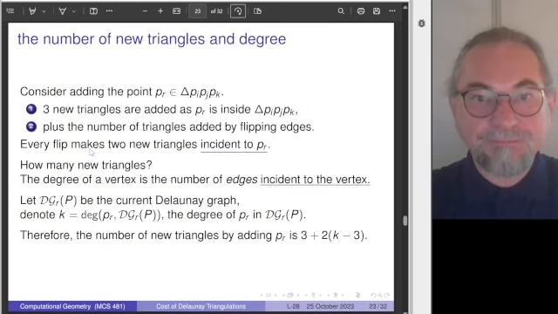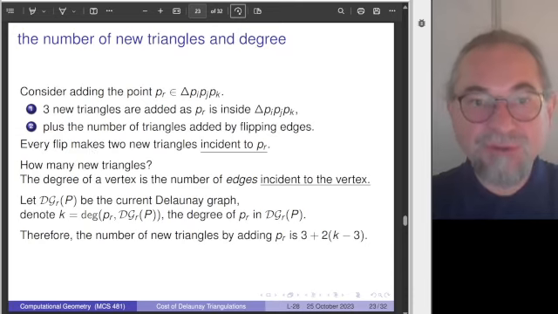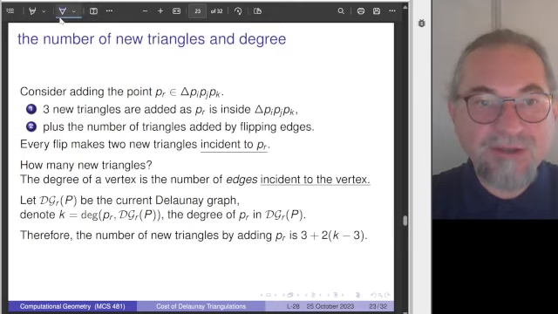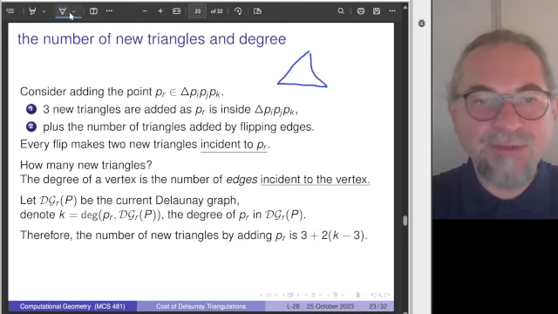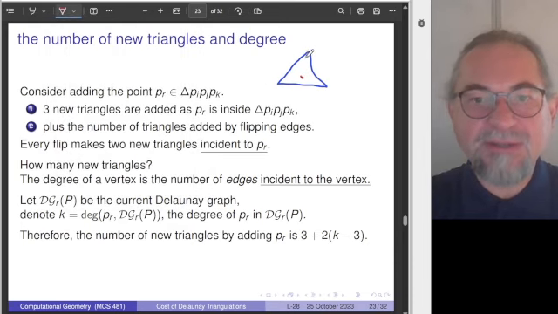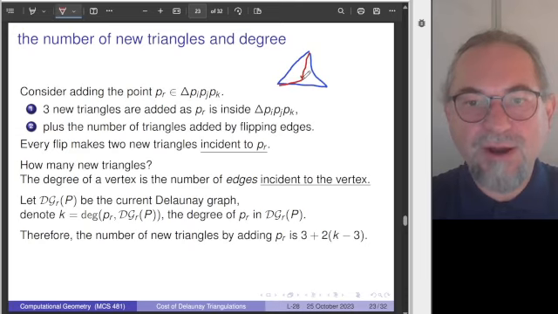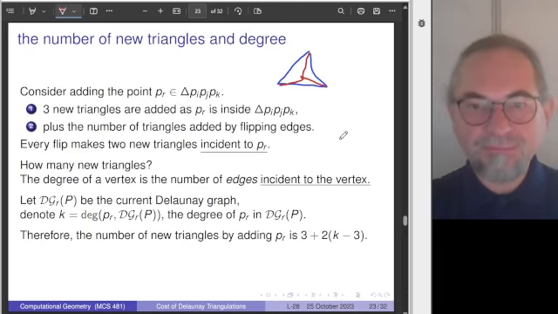Okay, let's count the number of new triangles. We have seen, and perhaps I should draw another picture here, that if we are locating a point, so we have a triangle, and we have a new point that sits inside, then actually we're going to add 3 new triangles. That is actually why 3 is the number that we will be using.